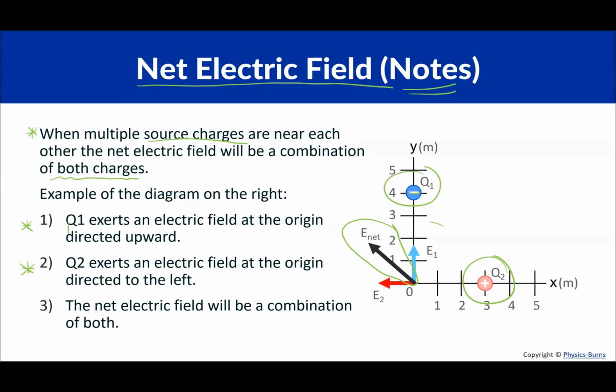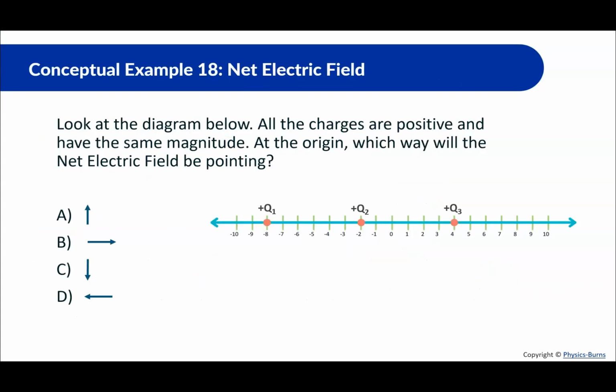Anyway, as we do some examples, it should make a little bit more sense if you are confused. So conceptual example number 18. Look at the diagram below. All the charges are positive and have the same magnitude. At the origin, which way will the net electric field be pointing?